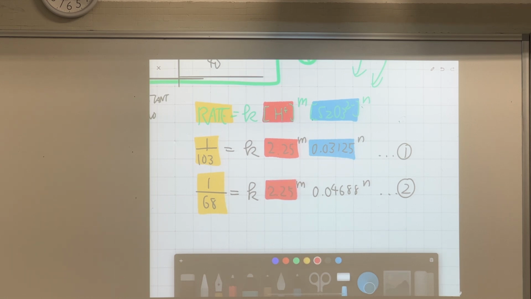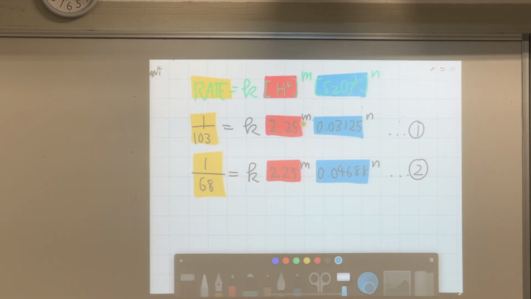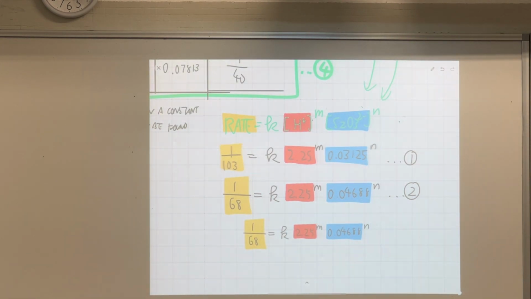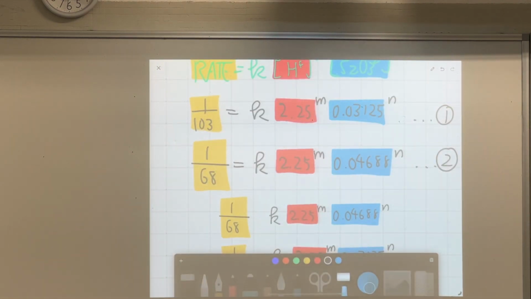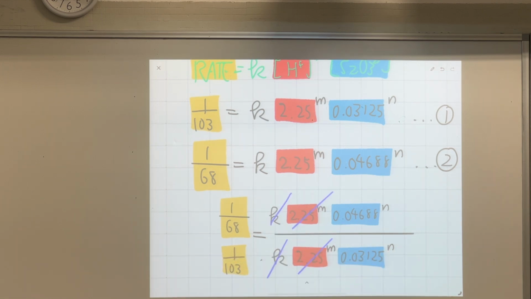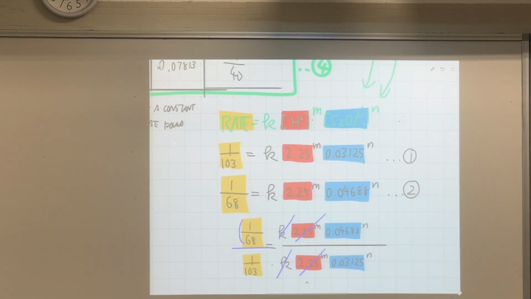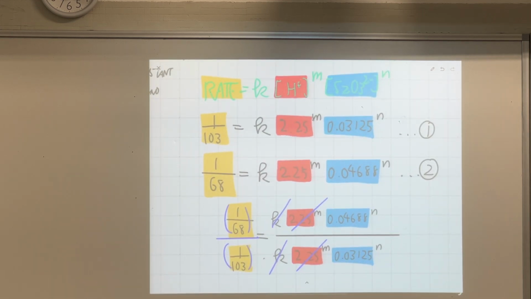So you see there are at least 2 terms you don't have to worry about: the K and the 2.25 to the power of M, because they are found in both equations. So let's do 2 divided by 1. Which term would be crossed out? The K, and the 2.25 to the power of M. So this is gone, this is gone. You still have a very scary number. Can you first do 1 over 68 divided by 1 over 103? Make sure you type it properly. It means 103 over 68.